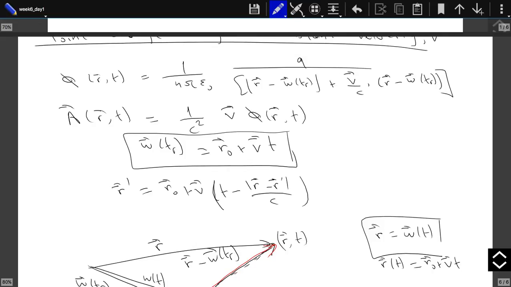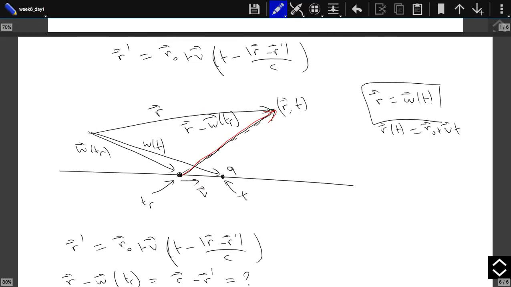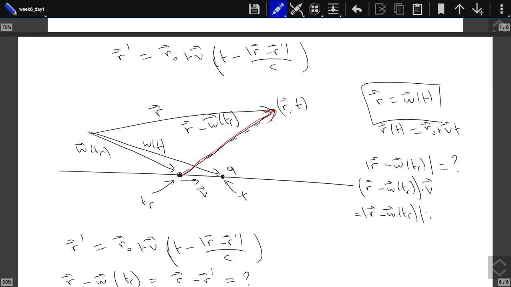Now, you see, I have basically two terms. I need r minus omega tr. That is one thing I need. I also need r minus omega tr scalar product with v, which is magnitude of r minus omega tr times v times cosine theta. Let me put theta r. This is my theta r. These are the things I will need.